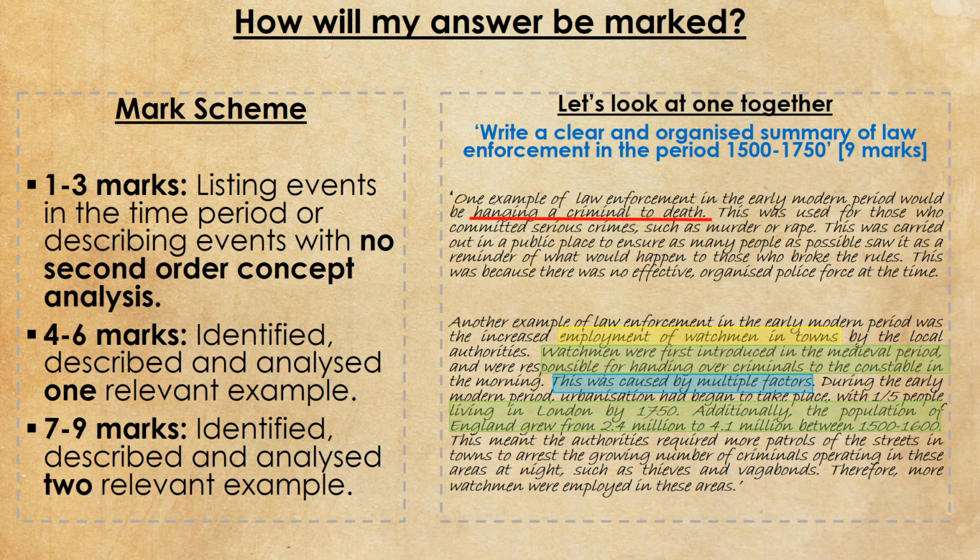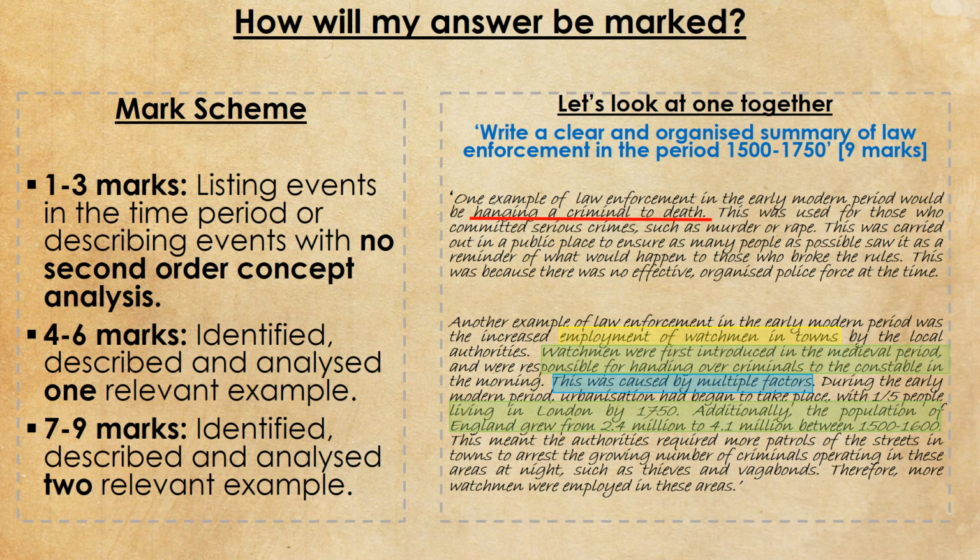So because they talk about these second order concepts after they have described and identified a relevant example of law enforcement in the period 1500 to 1750, they immediately get themselves into that second band, which is 4 to 6 marks, because they have identified, described and analysed one relevant example, which is watchmen for the time period. Now, I would argue this is quite a good description and analysis of watchmen in this period, so I would put this at the top of that bracket, which is more towards the 6 out of 9 marks.